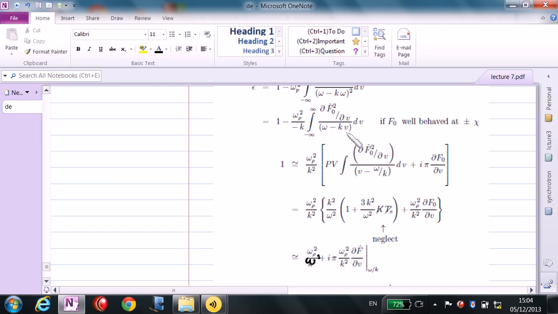I have omega minus kv minus omega cyclotron in the denominator, which is to say that omega minus kv is equal to omega cyclotron. So that in the frame of the particle, the wave is gyrating exactly at the same rate as the particle is.